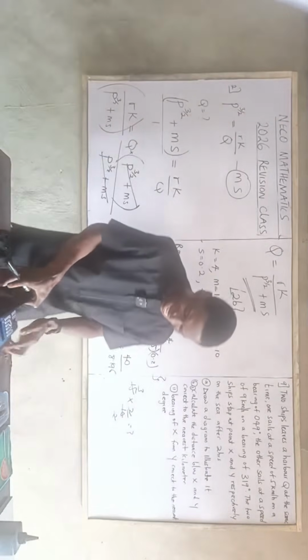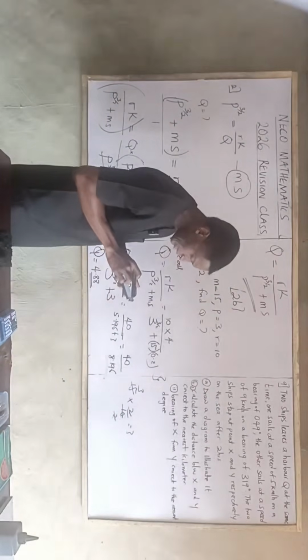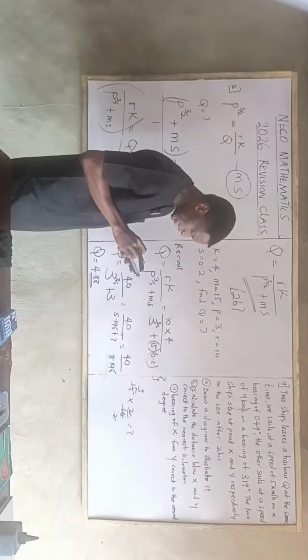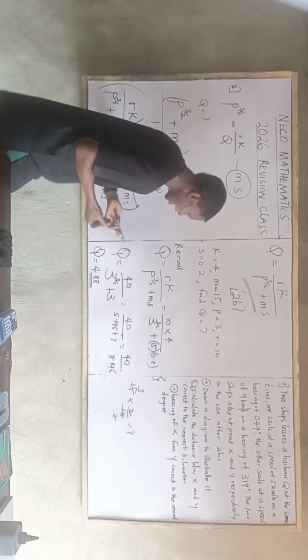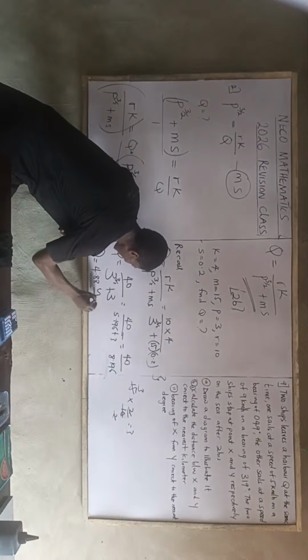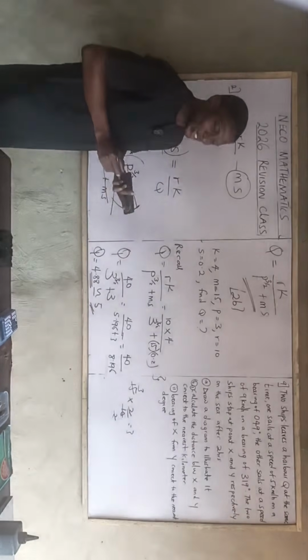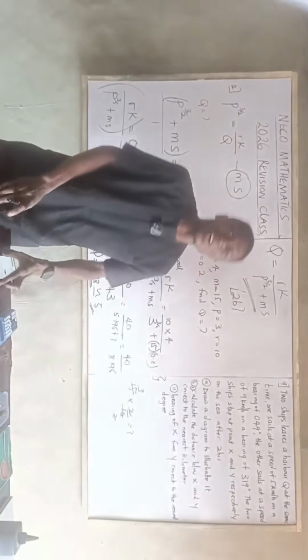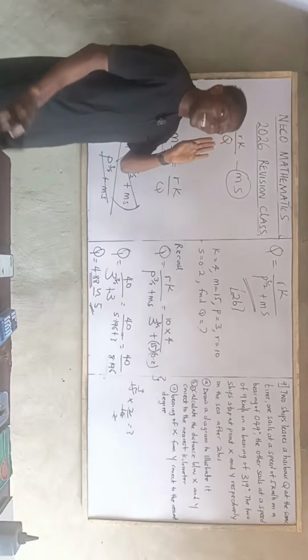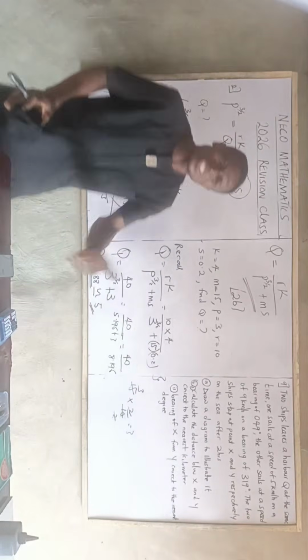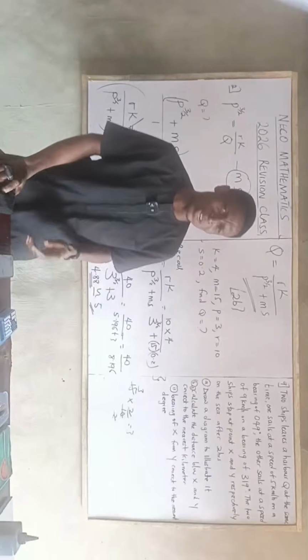4.88. Okay, I guess we're asked to put the answer to the nearest whole number. So the nearest whole number, next whole number gives us 5. So we've got the value of q to be equal to 5. So here, we've been able to solve the first 2 questions. We proceed to the rest of the questions, all right?